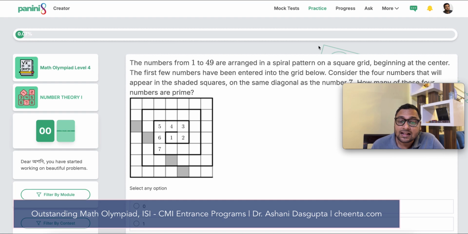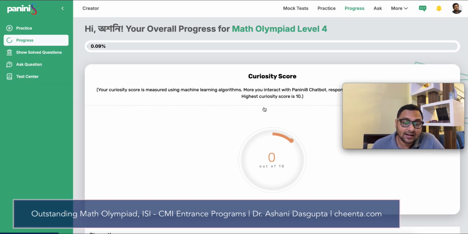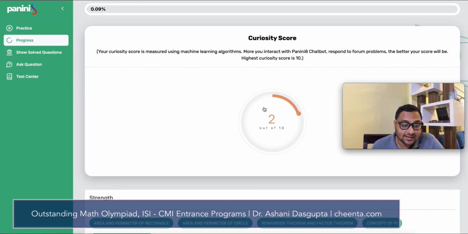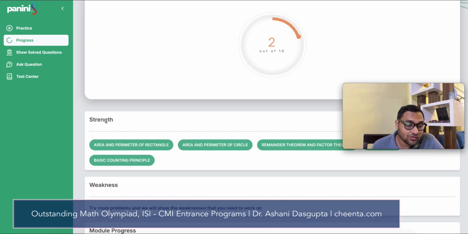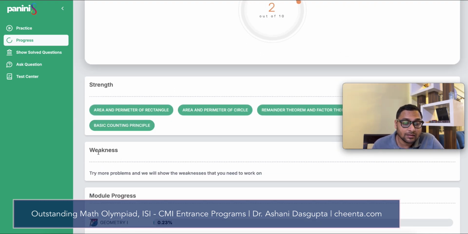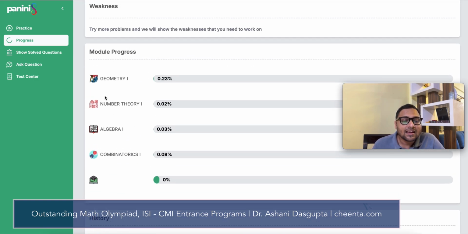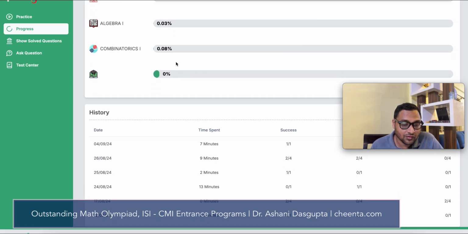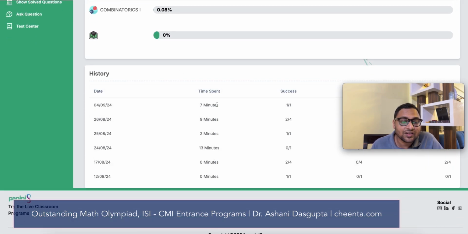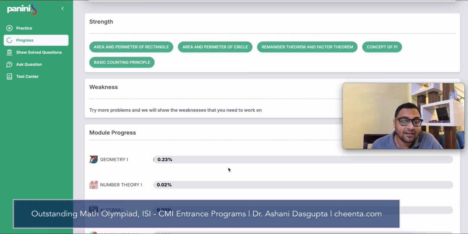In this, I'll just go to the progress bar and check out the progress that I'm making. So it shows my strength. The more problems I practice, I'll be able to see my weakness as well. I will be able to see my module-wise progress. So 100% means I am an expert on that module. My current progress is really small. I just started solving some problems. This is just a demo account, of course. It also gives me a history of the amount of time spent every day.